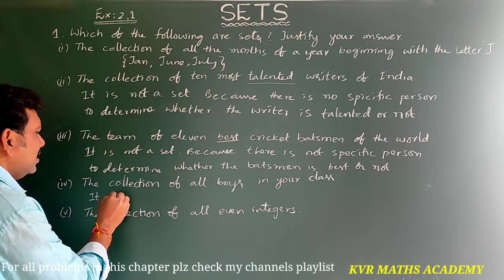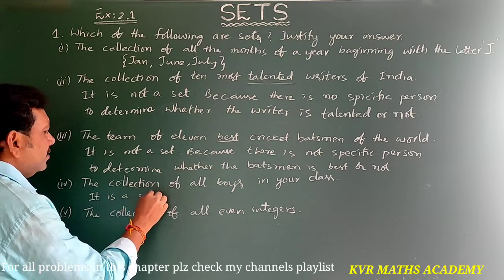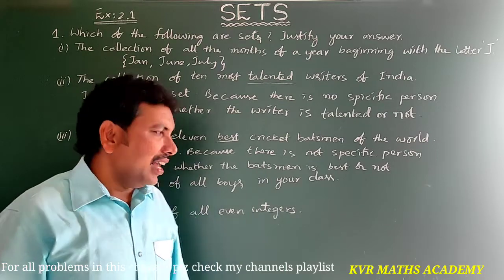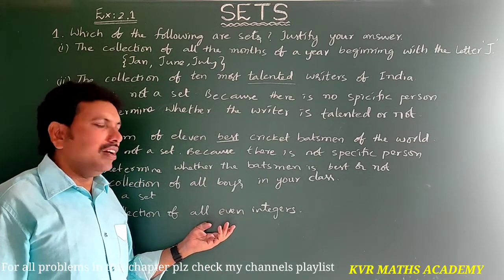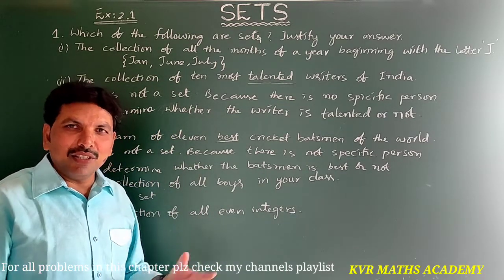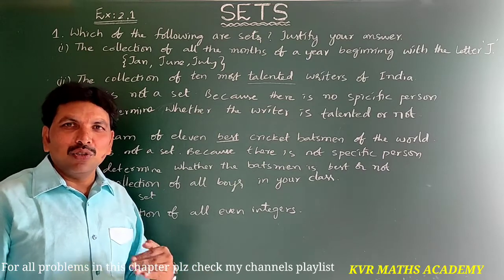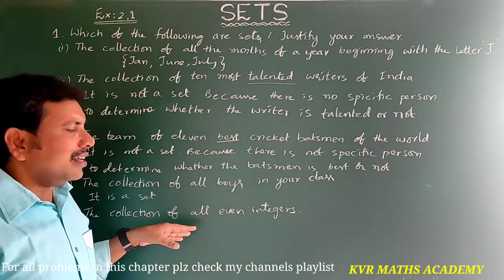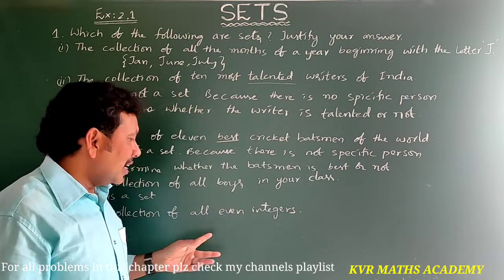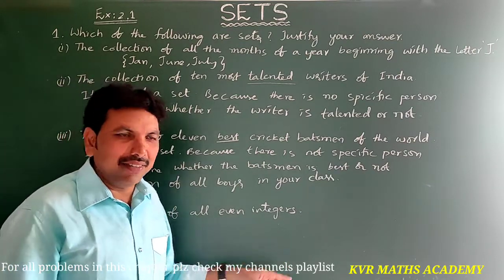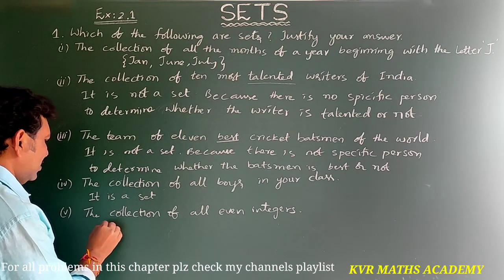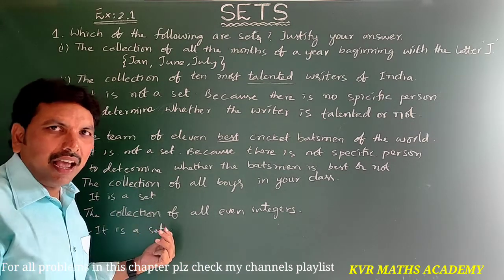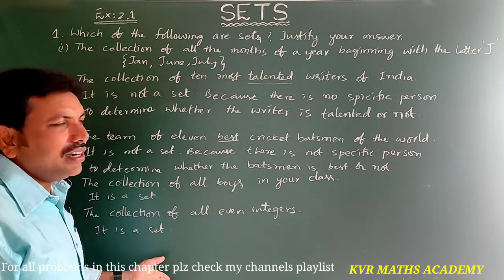It is a set. Next, the collection of all even integers. If you ask anyone this question, the collection of all even integers means 2, 4, 6, 8, and so on. Like that only one can say, so the answer is unique. That's why this is also a set. Have you understood clearly? Yes, note it down.